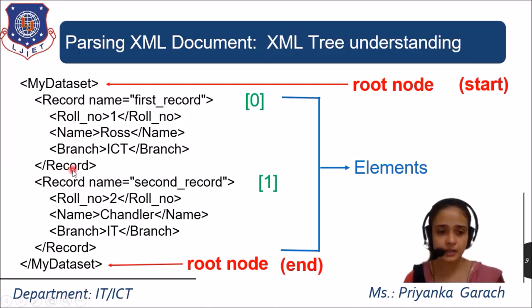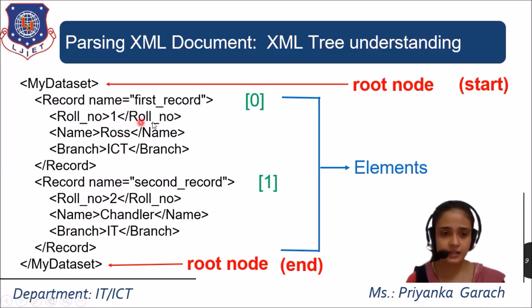Now this particular element, the record, again contains the sub children, that is the roll number, name and branch. The roll number has the text within it, that is 1. Roll number starts over here, ends over here. The name element starts over here, ends over here, and it has some text inside the tag. In a similar way, I have the same structure over here at index position 1 also. What is the difference? The text value changes, which is within the tag.